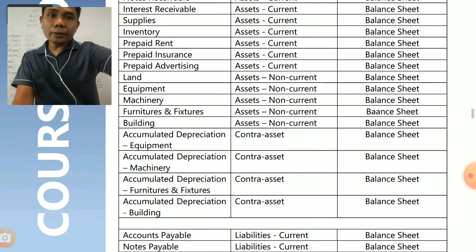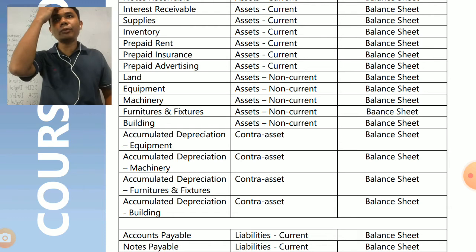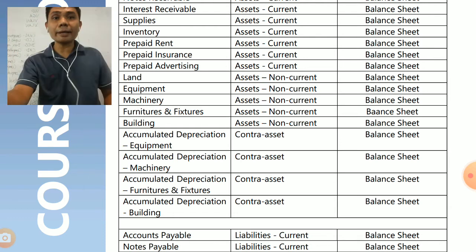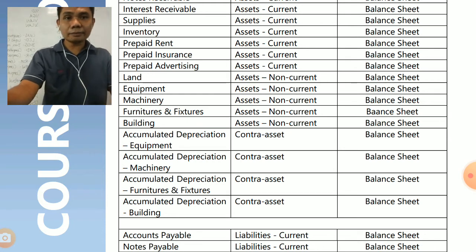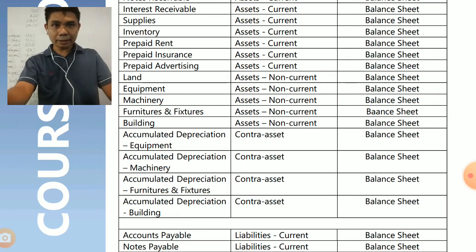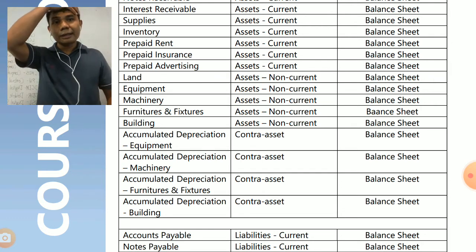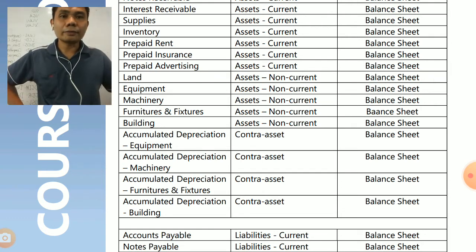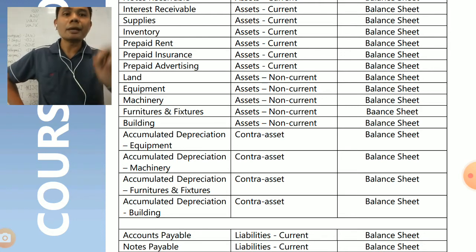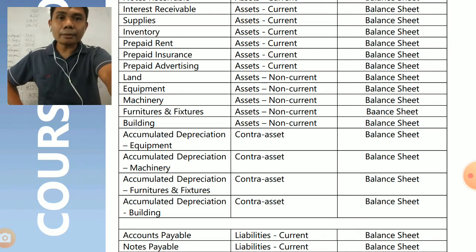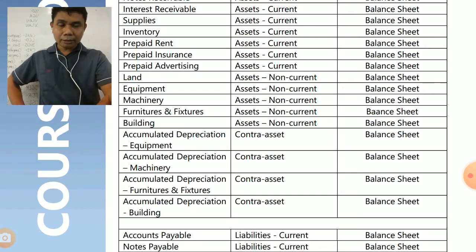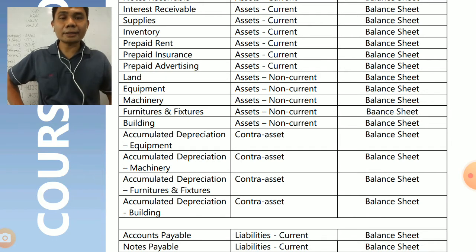Then naay gitawag diri kontra asset. Meaning, from the word kontra, against, di ba? So, ang asset has a normal balance of debit. So, kaning kontra asset, kay kontra man, credit siya, di ba? Meaning, isubtract nimo siya sa asset nga account. For example, kaning accumulated depreciation nga equipment, isubtract ni siya sa equipment nga account. So, sa balance sheet, magbutang ka diri equipment less accumulated depreciation nga equipment. So, makuha na ang difference.